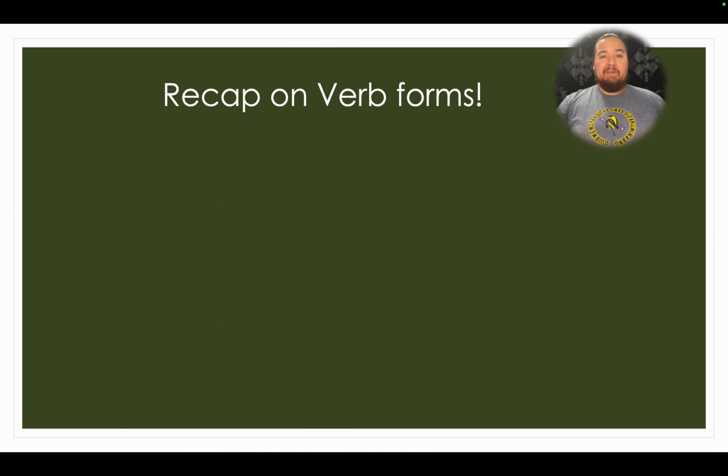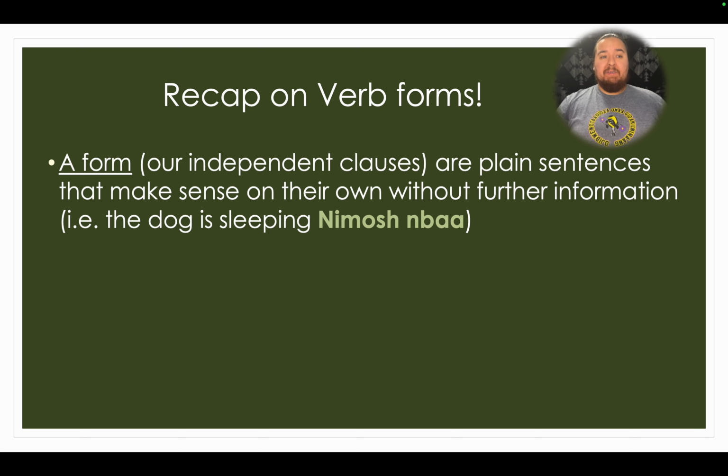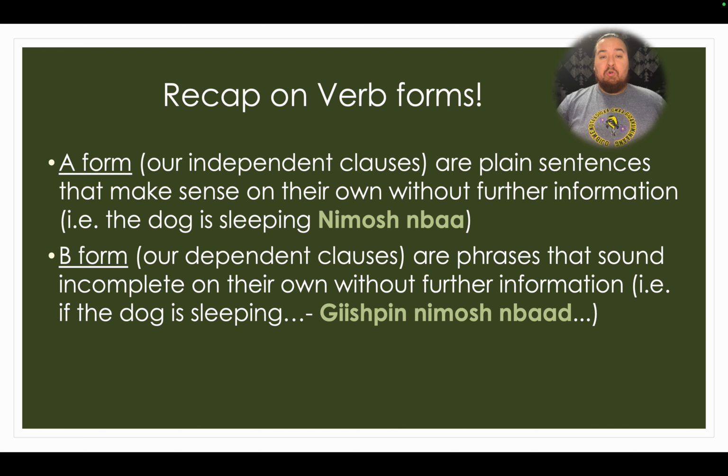So a recap on verb forms. A form are our independent clauses. These are plain sentences that make sense on their own without further information. For example, the dog is sleeping, Nimushinba. B form or dependent clauses are phrases that sound incomplete on their own without further information. For example, Gishpin nimushinbad, if the dog is sleeping.